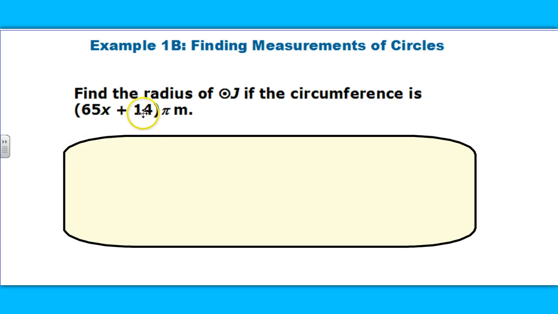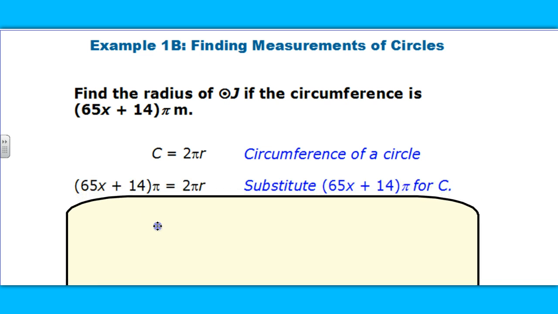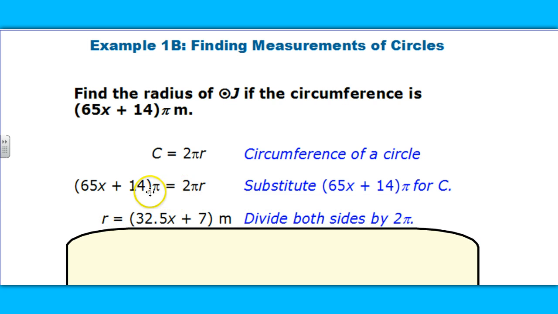We're going to find the radius of circle J if we're given circumference is 65x plus 14 pi. So again, what do we start with? The formula, right? C equals 2 pi r. We're asked to find the radius, so we want to see radius in our formula. And now simply substitute our known value for C: 65x plus 14 pi equals 2 pi r. And now we need to isolate r. So what will we do? That's right, divide both sides by 2 pi. When we divide by pi on both sides, the pi's cancel out, don't they?